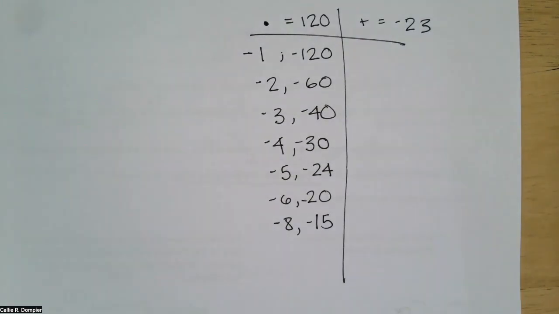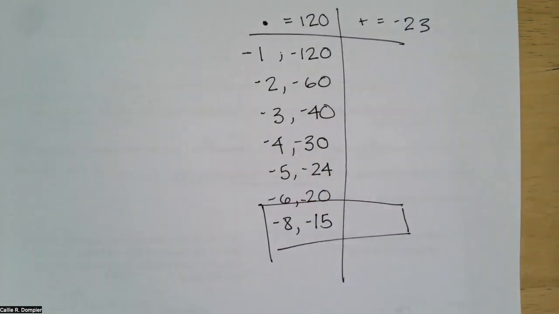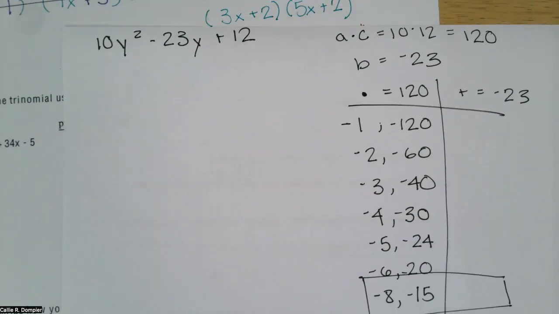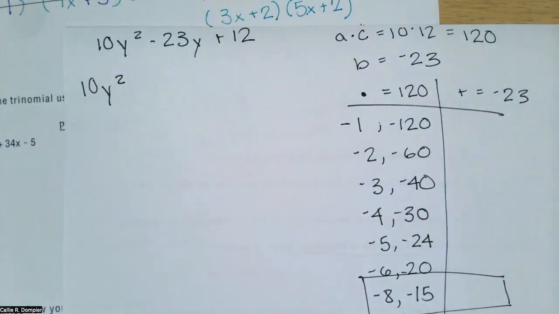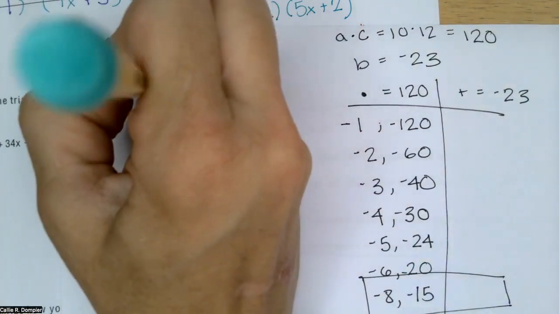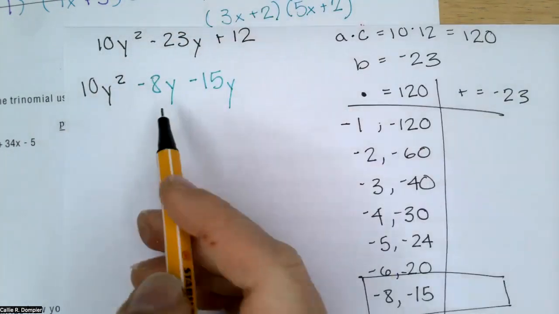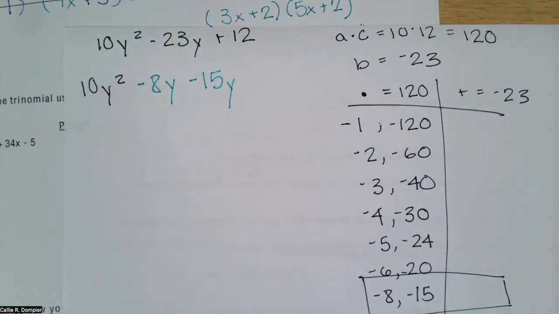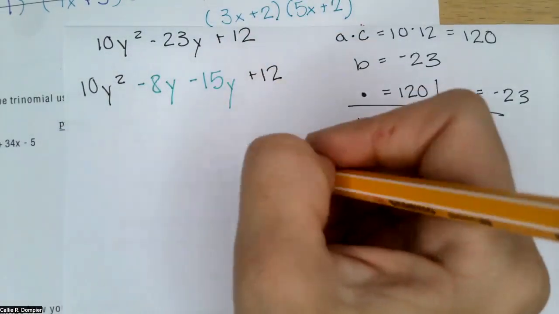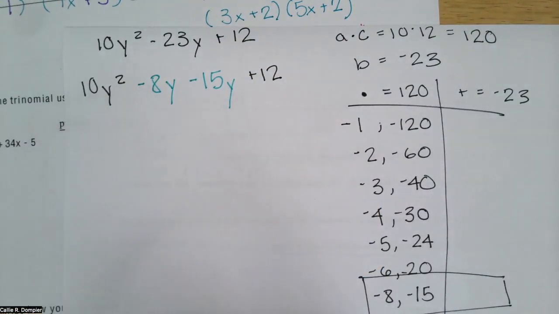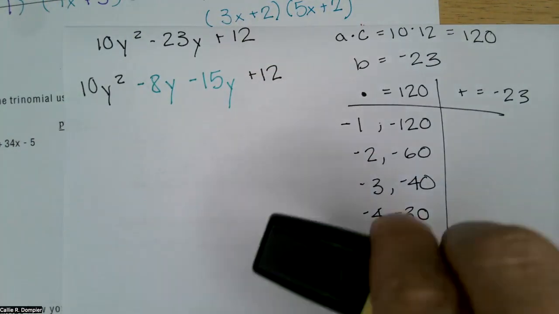So does negative 8 and negative 15 add to negative 23? Yes. Does it multiply to a positive 120? Yes. So we're going to do negative 8 and negative 15 over here. Remember, 10 stays the same. Instead of negative 23, we're going to say negative 8 minus 15. They get the y from this y, right? Plus 12, because when we put them all into the FOIL, they get the y from over here. Now we're just factoring by grouping. They've been grouped, okay?